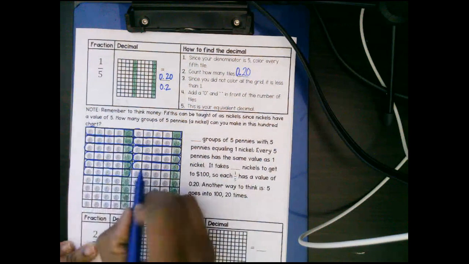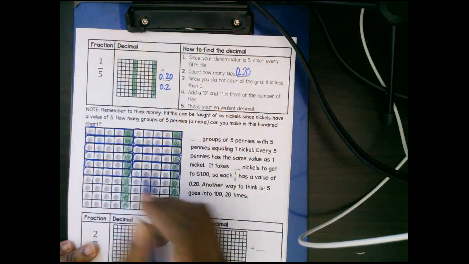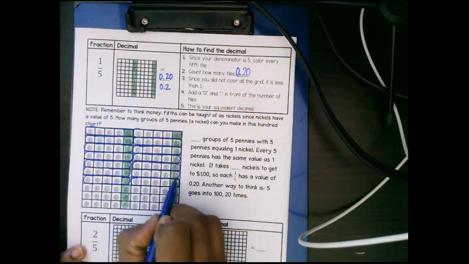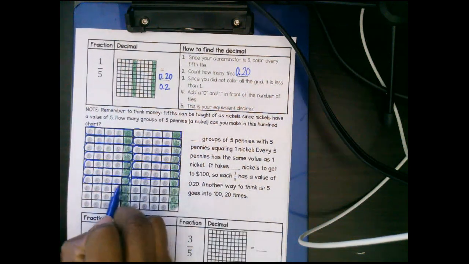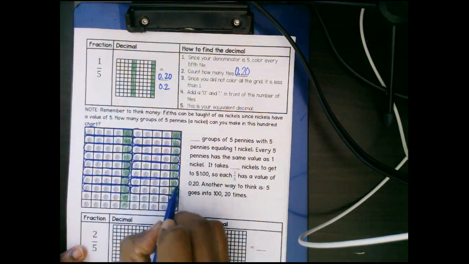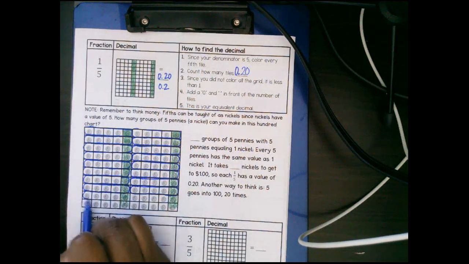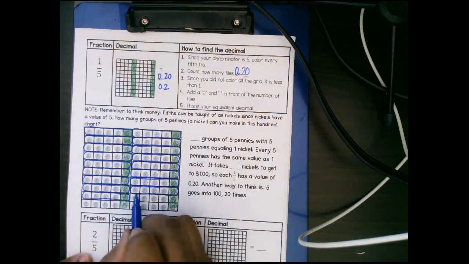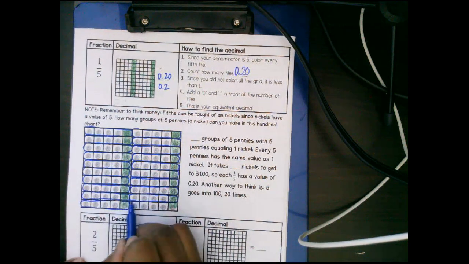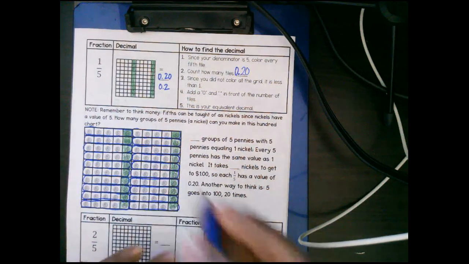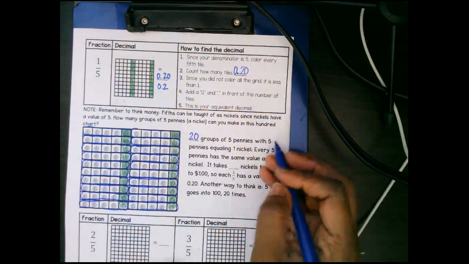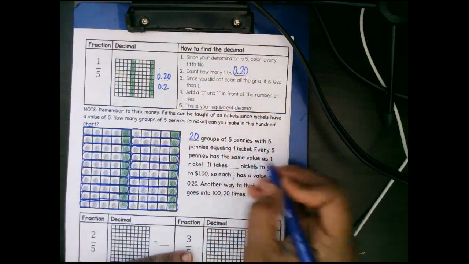11 nickels. 12 nickels. 13 nickels. 14 nickels. Here's another 5 pennies, which is 15 nickels. 16 nickels. 17 nickels. 18 nickels. 19 nickels, and 20 nickels. So we had 20 groups of 5 pennies, with 5 pennies equaling the 1 nickel.